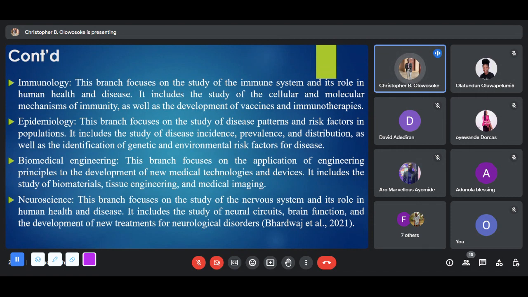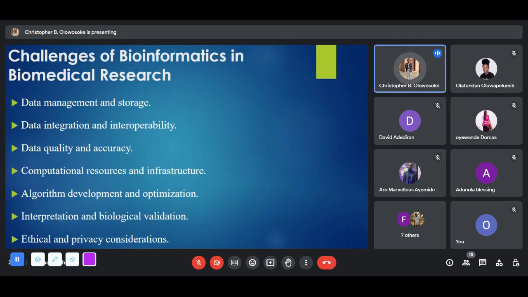So we also have this application in neuroscience. Sorry, my system is low.